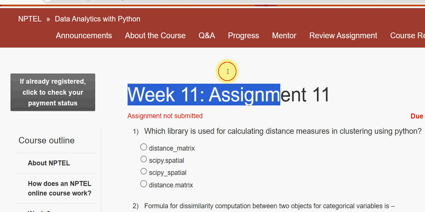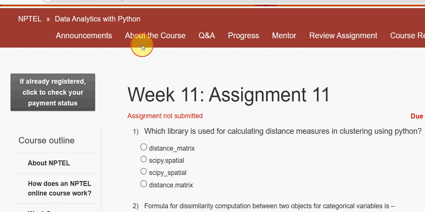So this is week 11 assignment of the course Data Analytics with Python. For the past 5 years, we have been giving solutions for various NPTEL courses guys. So I tried my best to give you the most probable solutions.